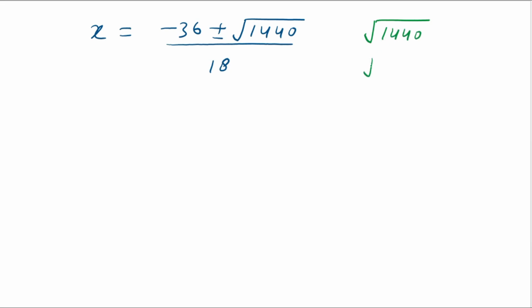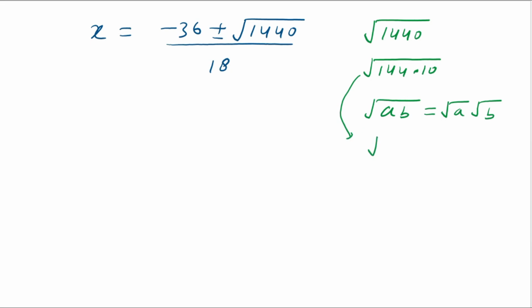Look carefully, this number we have is square root of 1440. This number is same as 144 times 10, and here if we apply this rule, square root of a times b is equals to square root of a times square root of b, then this expression is same as square root of 144 multiplied by square root of 10. Square root of 144 is 12 times square root of 10. So this expression is equals to 12 times square root of 10.